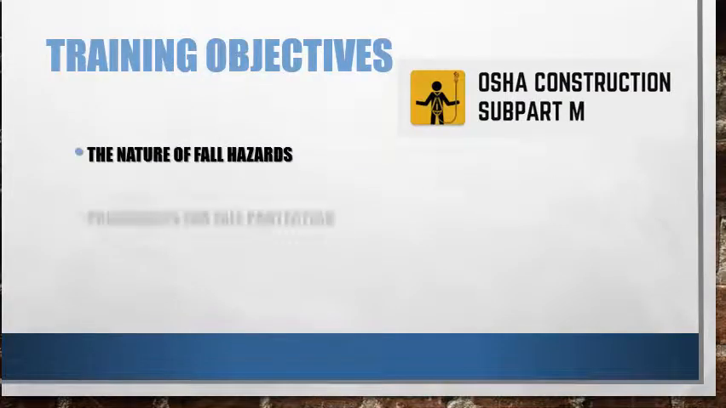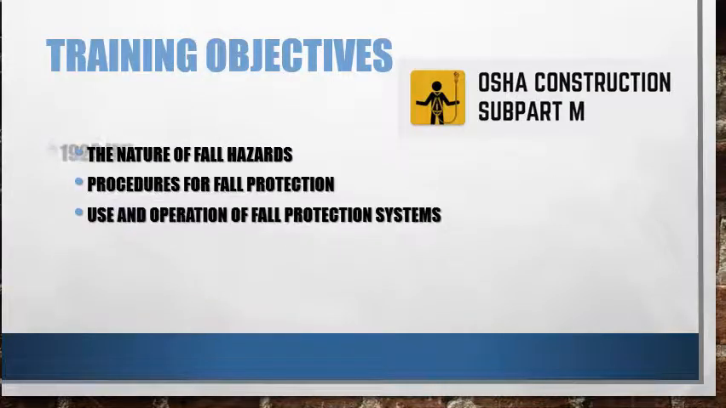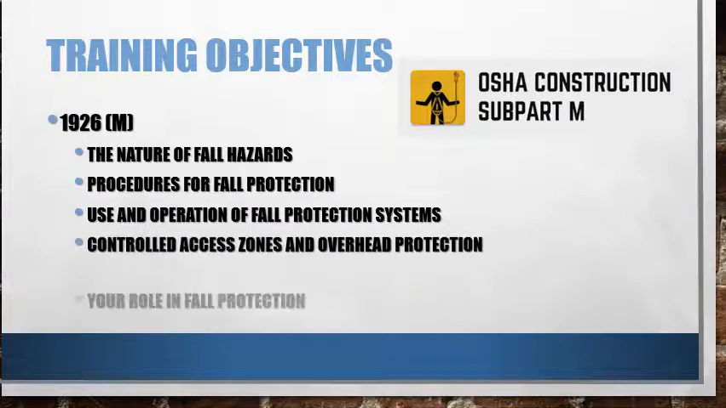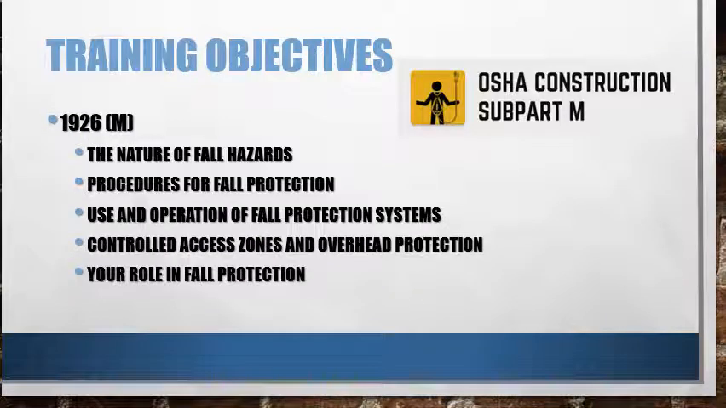So let's look at today's training objectives laid out in section 1926M, which covers the nature of fall hazards, the procedures for fall protection, the use and operation of different fall protection systems, the use of controlled access zones and overhead protection, and finally we'll discuss what your role is in fall protection.